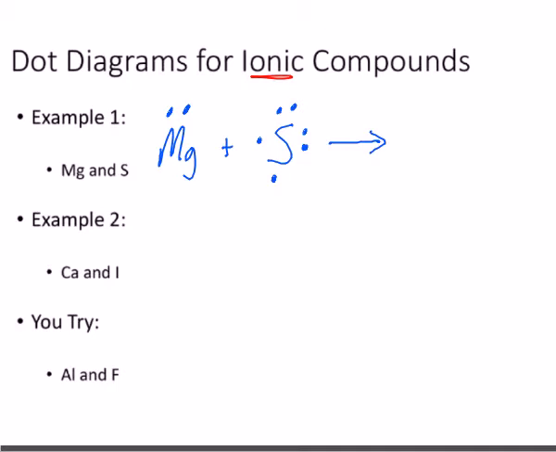So magnesium's got 2. It's going to lose those 2. It's to the left-hand side. It's got low ionization energy, which means it readily gives up its electrons. Sulfur needs how many? It needs 2. Oh my goodness, it's a perfect match.